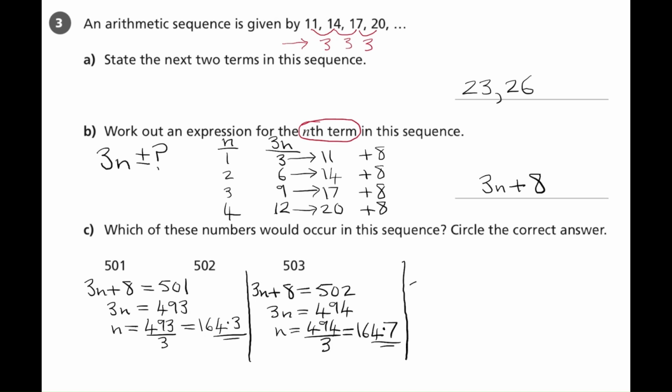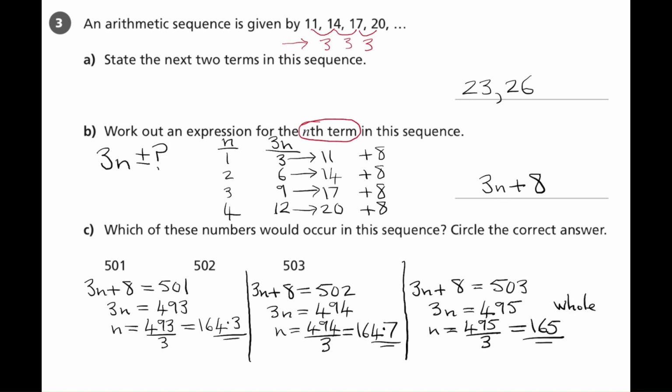So the nth term is 3n add 8. Can that equal 503? Take the 8 off both sides, so 3n will equal 495. Divide by 3, so the n value is 495 divided by 3, which comes out as a nice whole number, 165. So because that is a whole number, then that number 503 will be in our sequence.